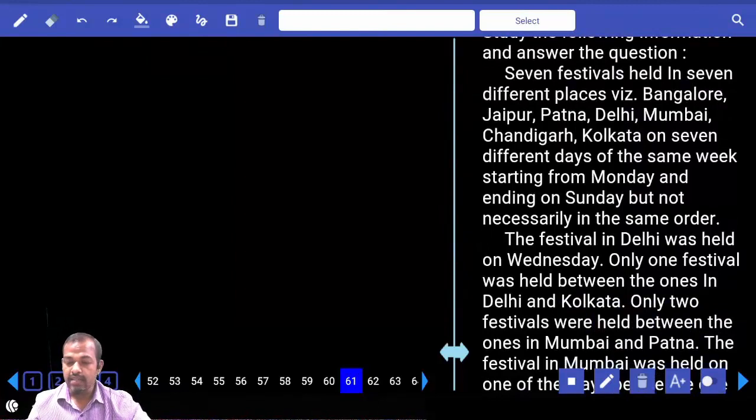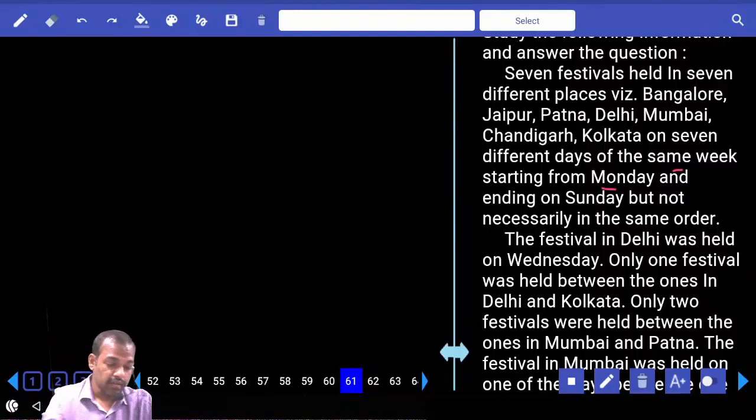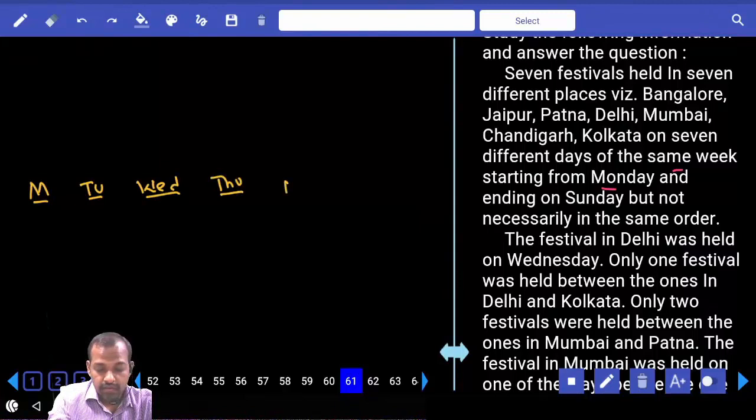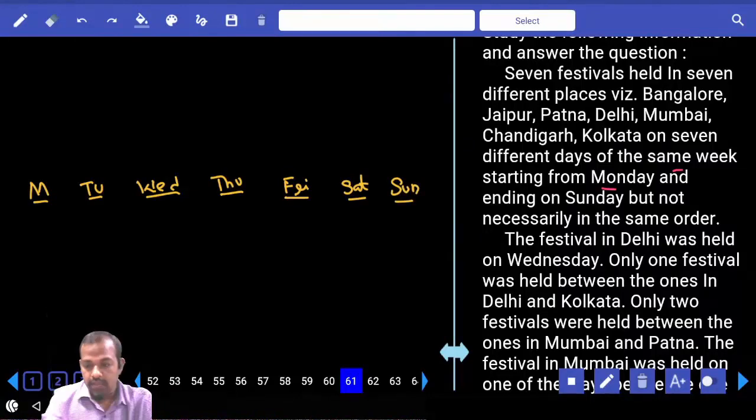Seven festivals held in seven different places, that is Bangalore, Jaipur, Patna, Delhi, Mumbai, Chandigarh, Kolkata on seven different days of the same week starting from Monday and ending on Sunday. So from Monday to Sunday only. First day is Monday, after that Tuesday, Wednesday, Thursday, Friday, Saturday and Sunday. Seven festivals held in seven different days.